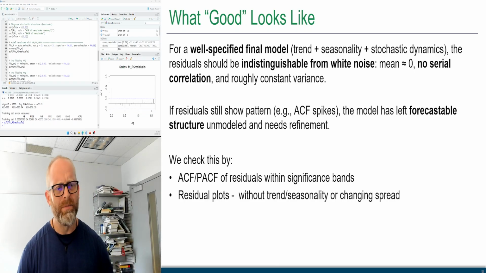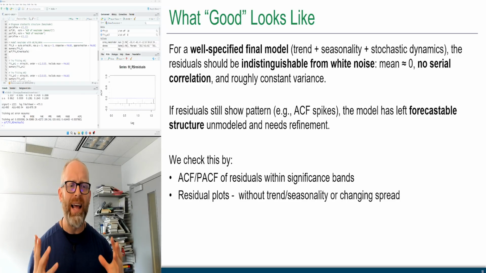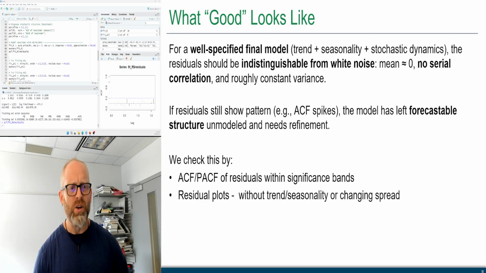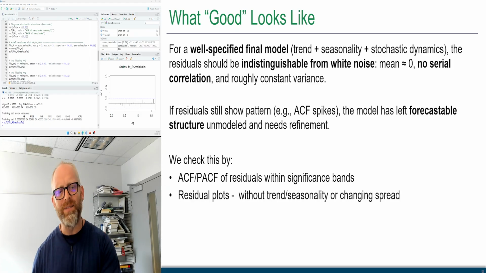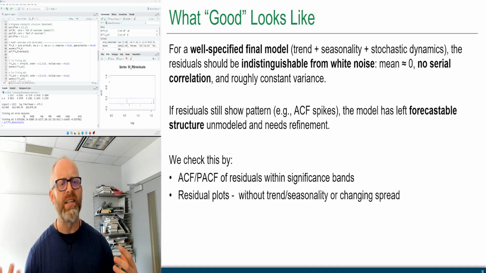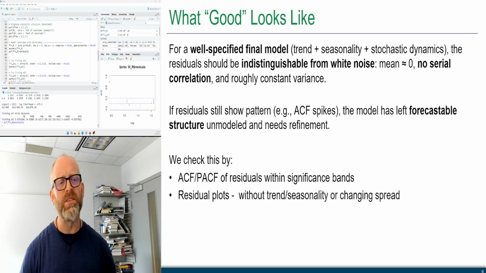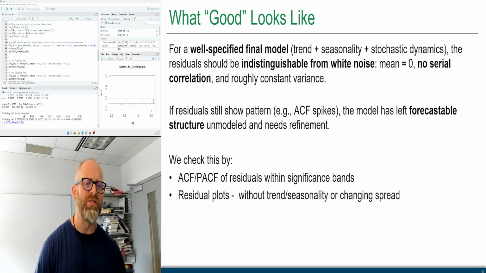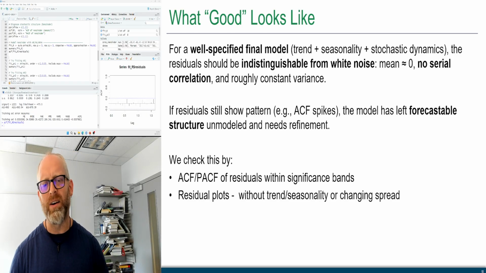And roughly constant variance. If the residuals show a pattern, then something has been left out, and we have to go back and refine the model. So we check to make sure that we have everything covered using the ACF and the PACF. I haven't really talked about that too much; we'll talk about it in just a couple of slides. Those two correlograms are what we're going to use to help us determine when we've reached the model that we want. We could also use the residual plots, making sure that there's no trend, no seasonality, no change in the spread of the data. But the ACF and PACF are good enough.